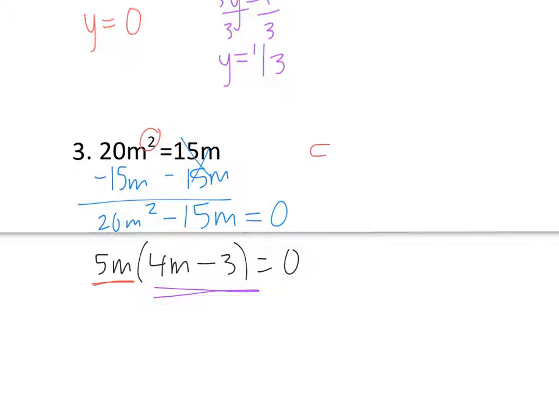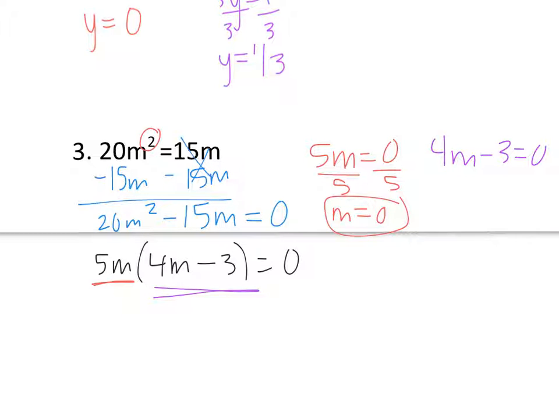So I'll set 5m equal to 0. And then I'll set 4m minus 3 equal to 0. And then I'll divide by 5. 0 divided by any number is 0. And then here I'll add 3. 4m equals 3. Divide by 4. So I get 3/4 for my answer.